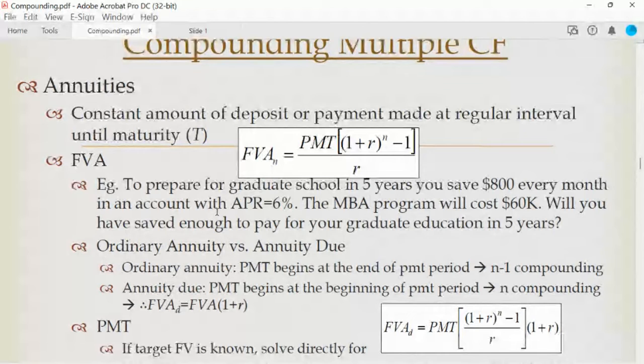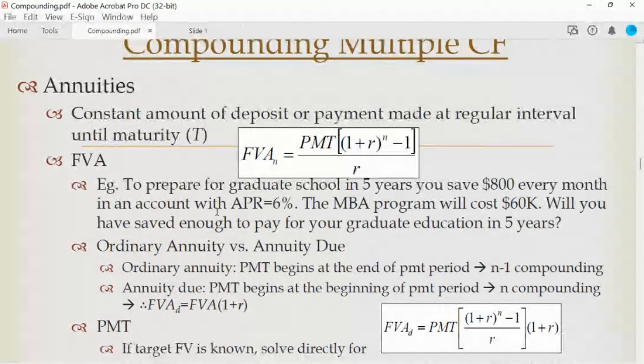Ivy League schools would cost more. It would cost like $50,000 a year, so for 2 years, it would cost about $100,000. But anyway, let's say it will cost 60K. So how are you going to fund it? That means you will need to have 60K at the end of year 5.